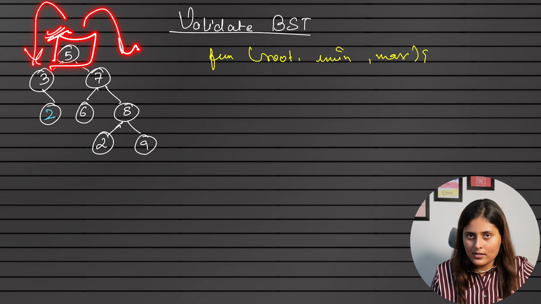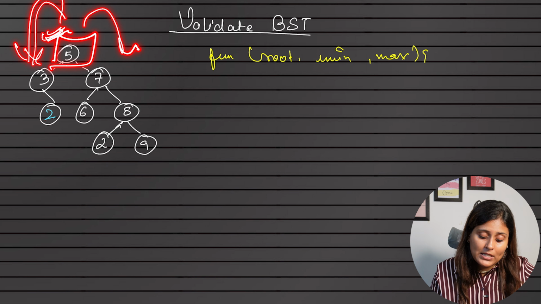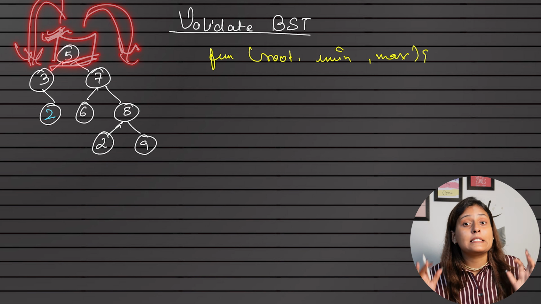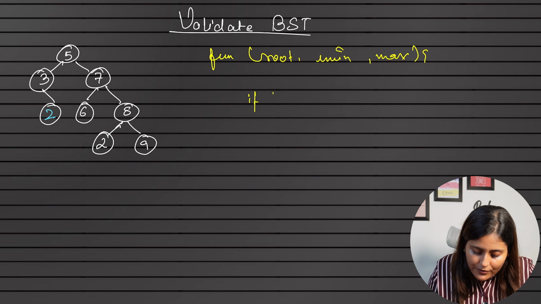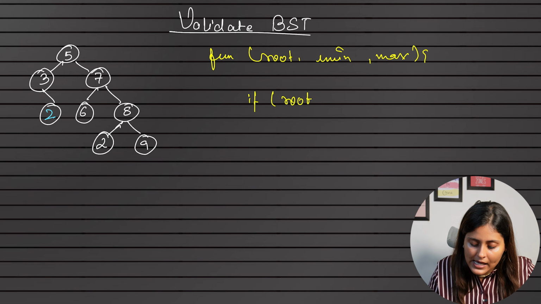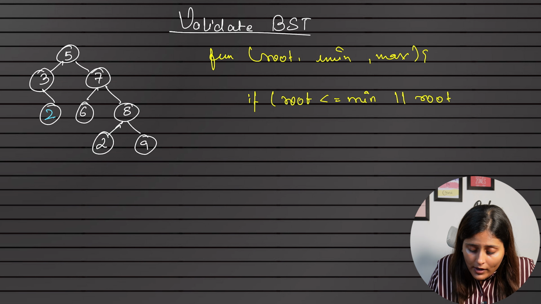Like when this is correct, and if this is correct, then only go towards left and right. If this is false, return false then and there. So what will be that false condition? Can I say that if my root value is less than or equal to minimum value, or if root is greater than or equal to max value, so this is the outer limit.